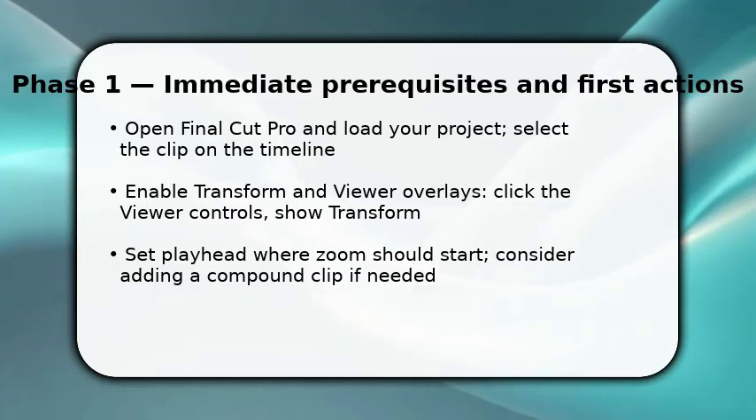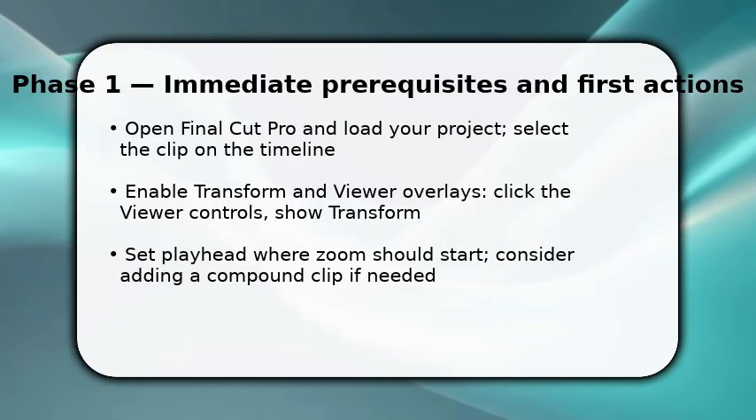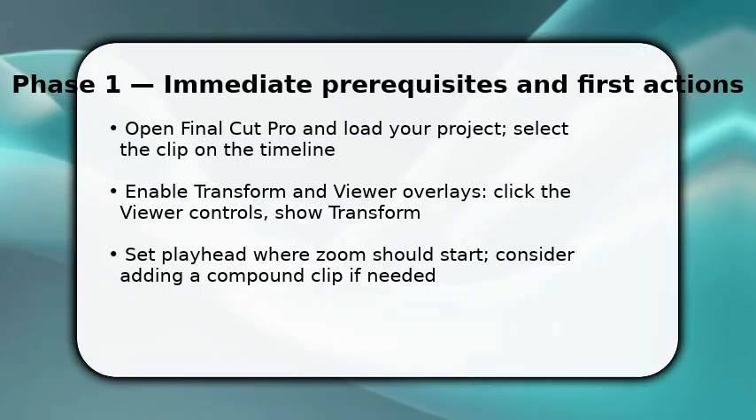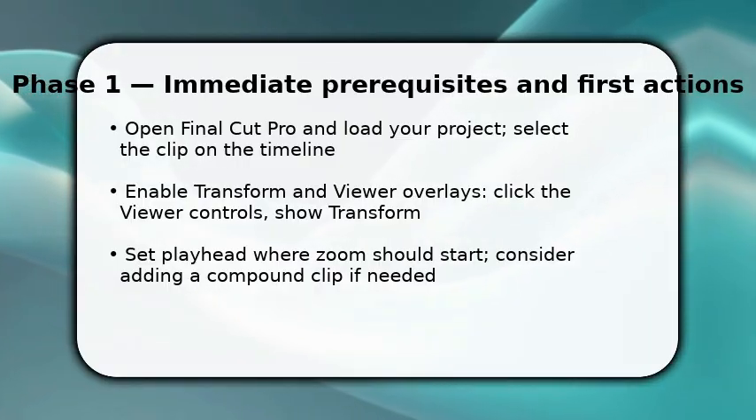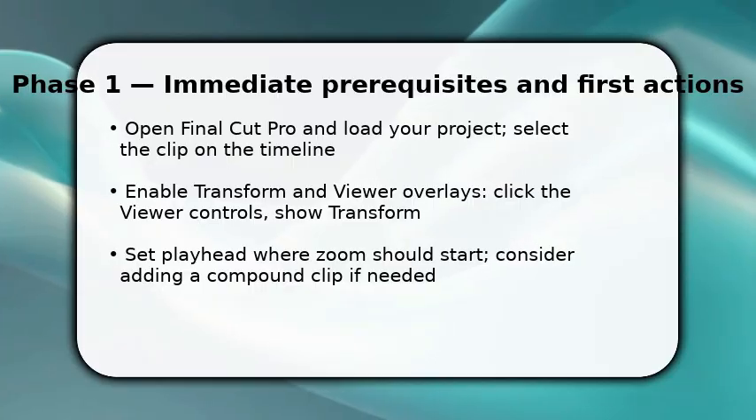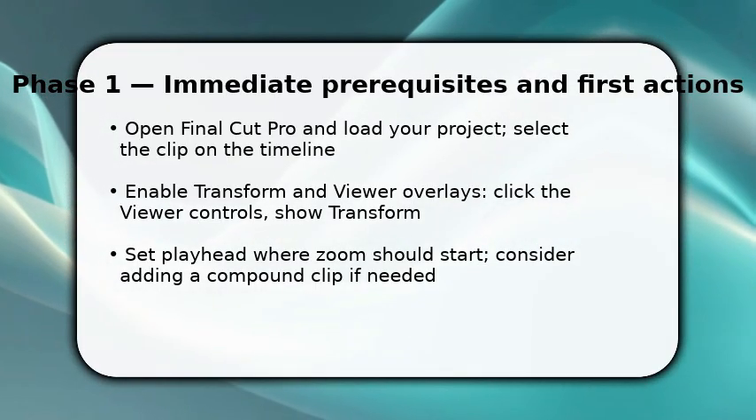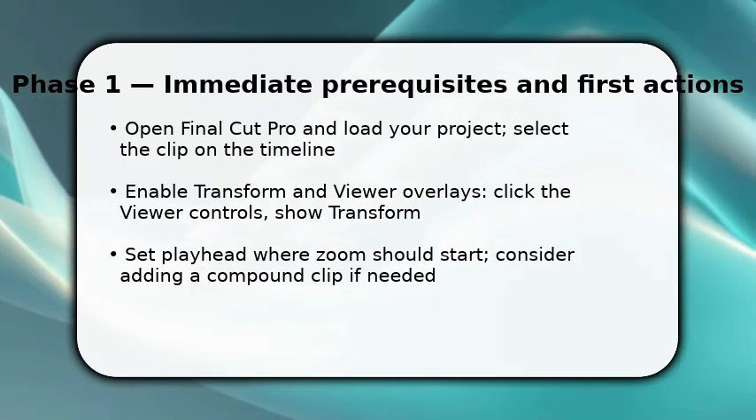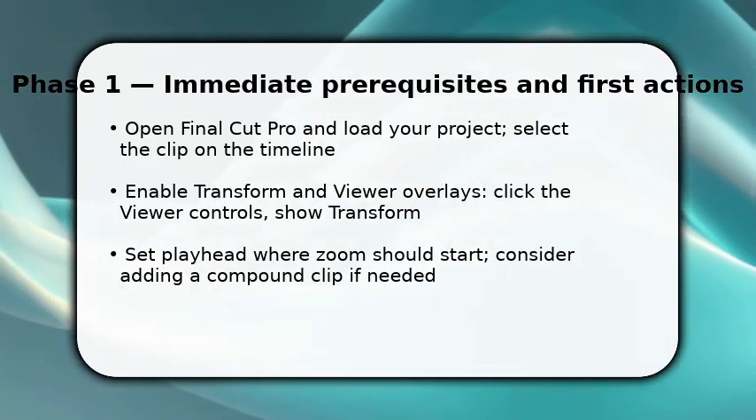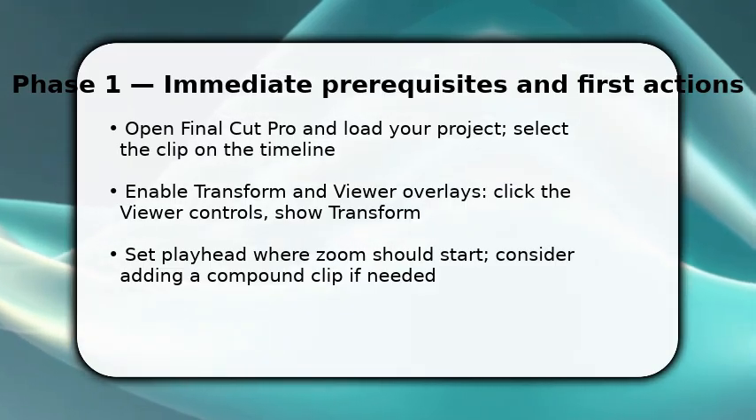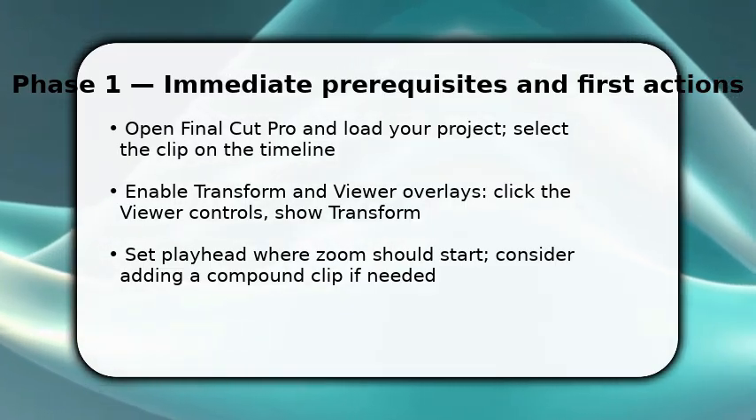You're already in Final Cut Pro. Select the clip and position the playhead where the zoom begins. Open the viewer controls and enable transform so you can see anchors and handles. Once done, decide whether to work on the original or make a compound clip. That keeps keyframes tidy and avoids accidental trims. Make sure snapping is on if you want frame-accurate placement, and zoom targets are framed clearly before adding animation.